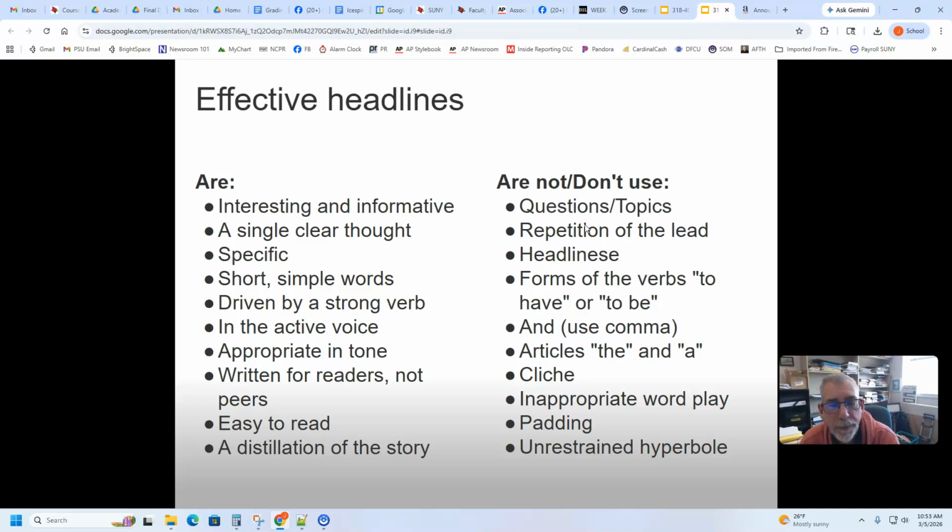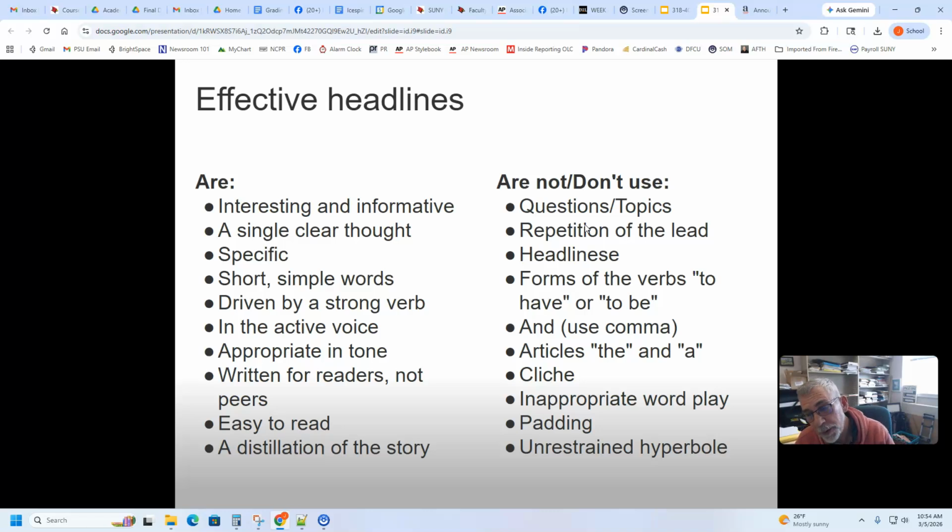Is it written for the readers, not your peers, not the person sitting next to you in your newsroom? Is it easy to read? In other words, does it just flow nicely? Is it a distillation of the story? Does it really tell you what the story is about and where it's going? Those are things probably all headlines should be. We'll see in a minute, there's exceptions.